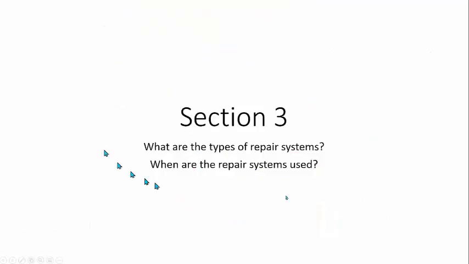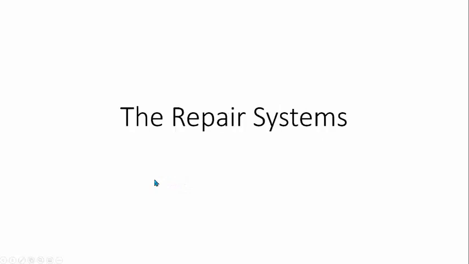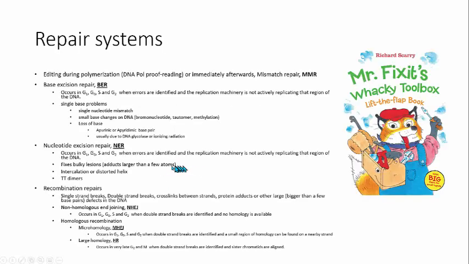This is the most important part of the whole lecture. This is section 3. It is what are the types of repair systems and when are they used. I strongly recommend that you make yourself a little table of the various repair systems and you figure out which kind of lesions they fix and which kind of lesions they cannot fix and what kinds of diseases are caused by the repair system not working. So what are the repair systems?